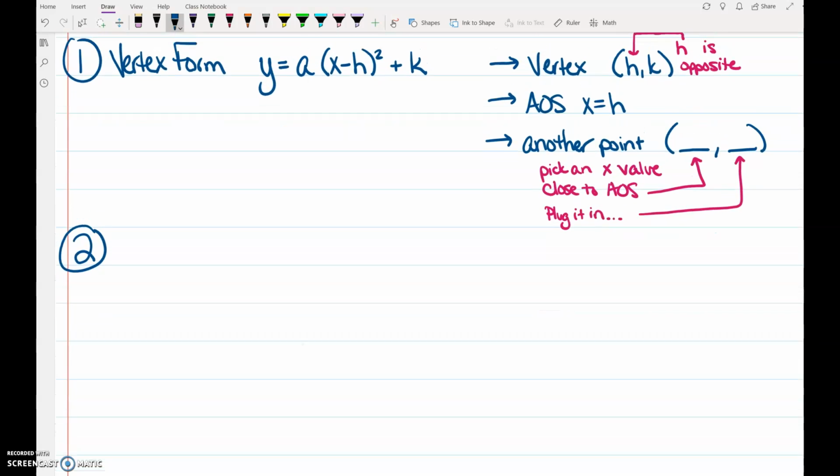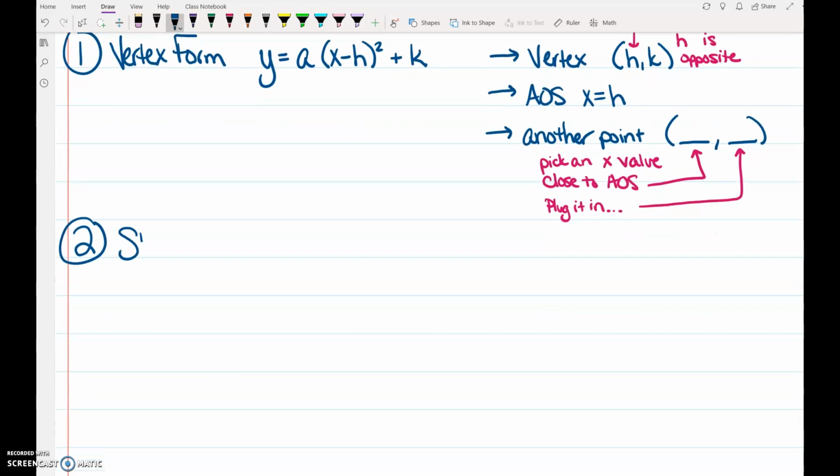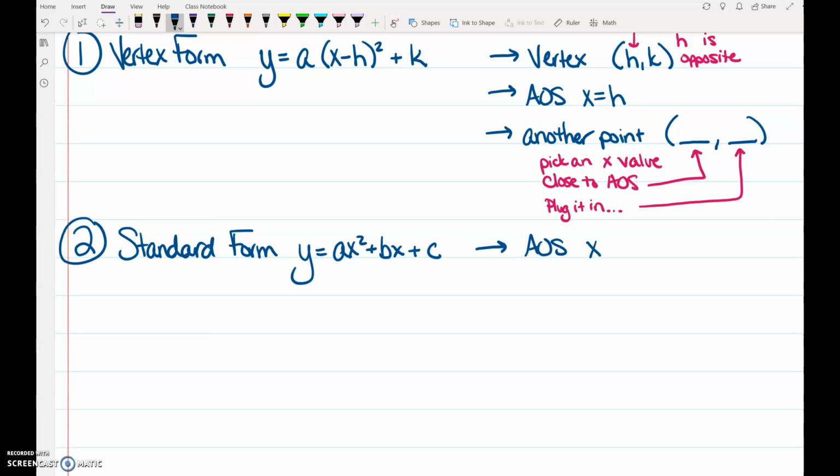The second form that we looked at was standard form. It is y equals ax squared plus bx plus c. This form probably requires the most amount of mathematical work, but once you get into the swing of it, it's really not that difficult. The first thing that you should come up with is your axis of symmetry.